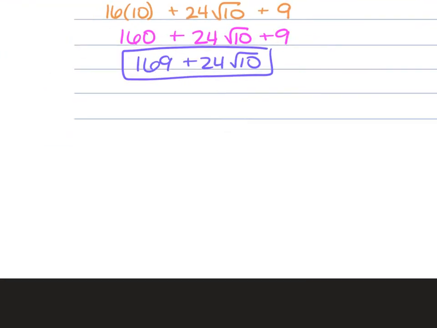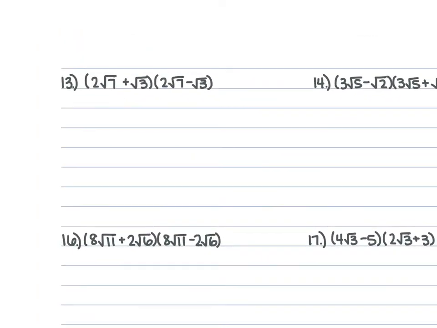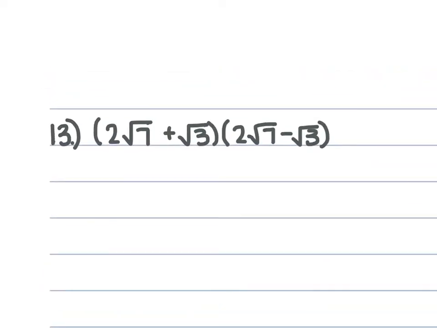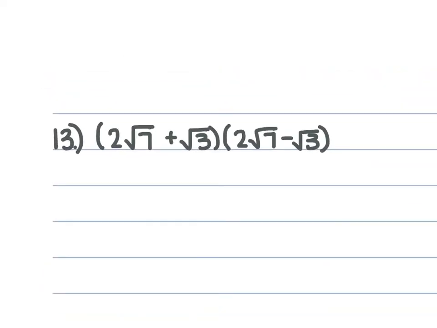For 13, next page. For 13, we have 2 square root 7 plus 3 square root 3 times 2 square root 7 minus 3. So again, difference of squares. We can do a squared minus b squared. This is our a, this is our b.